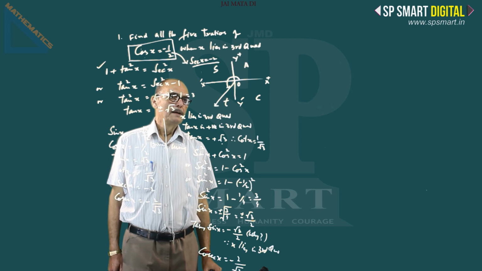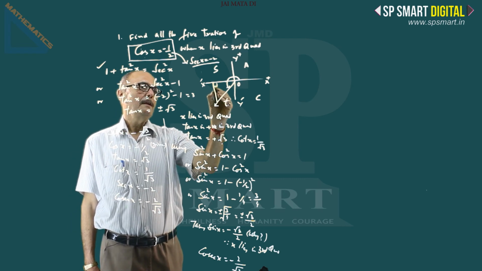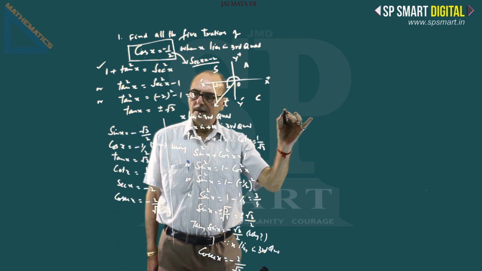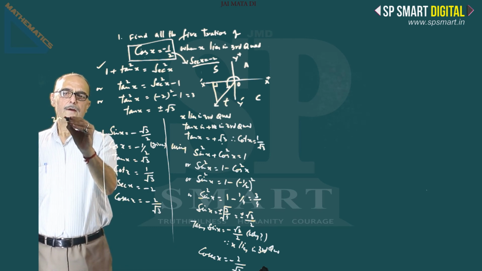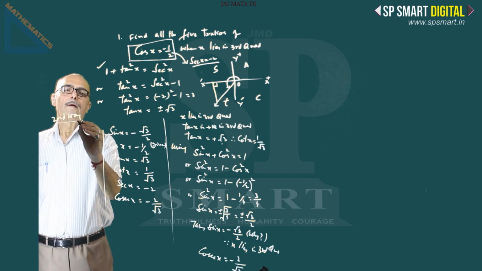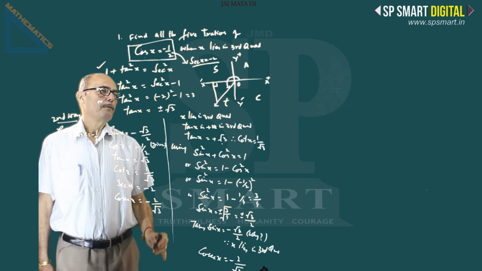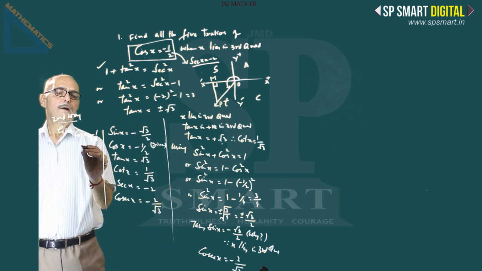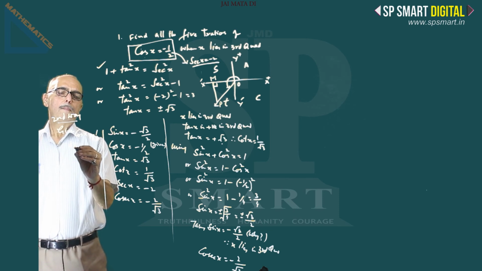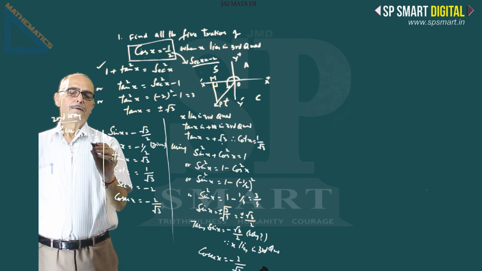Now, another approach is, if you consider this right angle triangle, second way, given cos x minus 1 by 2, and if you consider this figure OMP right triangle, so OM base over hypotenuse OP is minus 1 by 2.